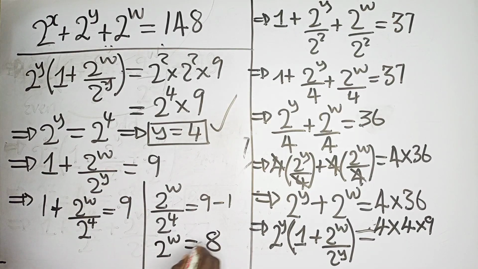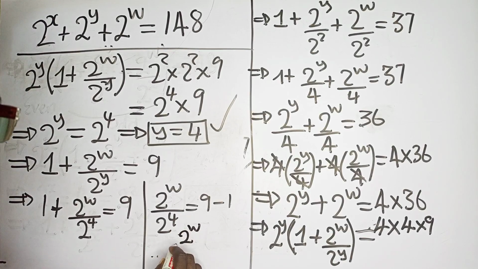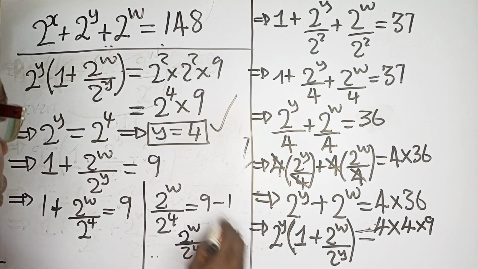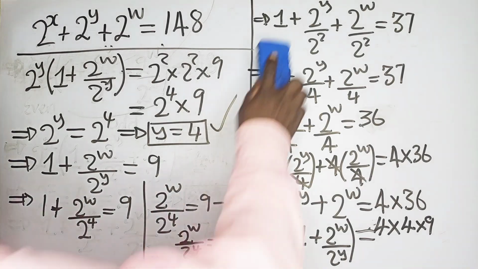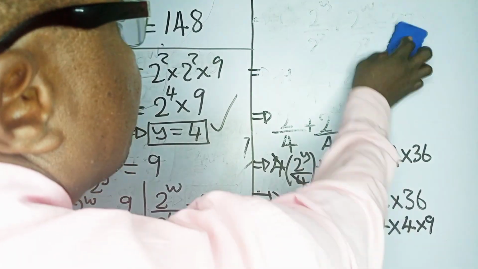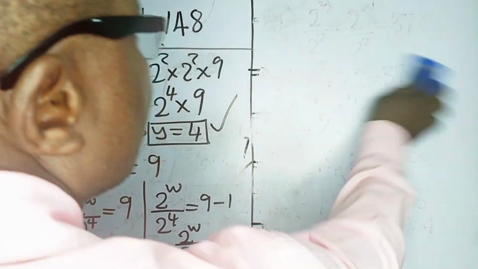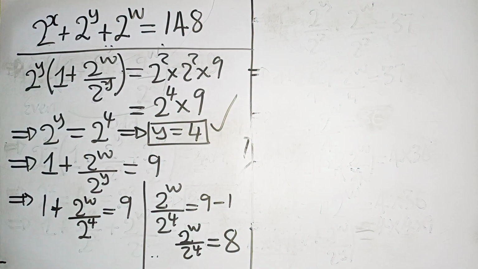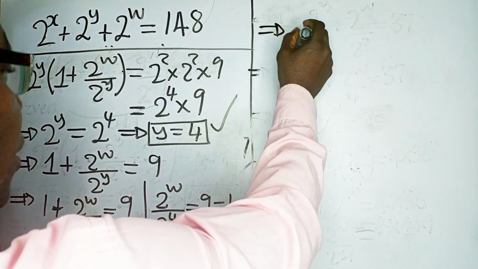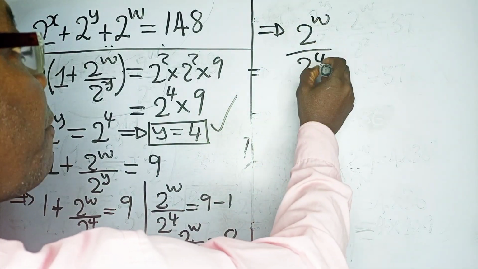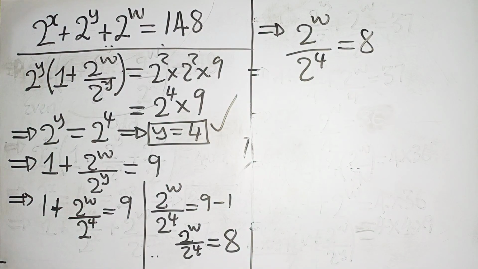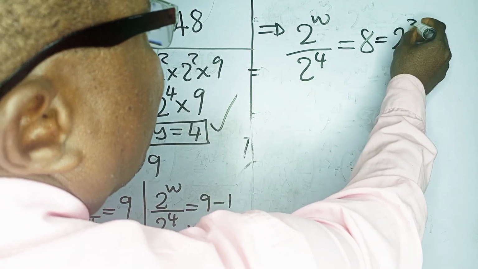So we'll have 2 to the w all over 2 to the 4 is equal to 8. Now we have 2 to the w all over 2 to the 4 is equal to 8. We know that 8 is also a number that can be expressed in index form with the base 2. 8 is simply 2 to the power 3.